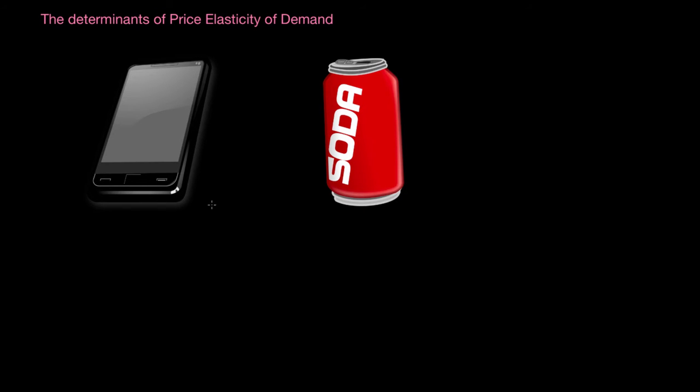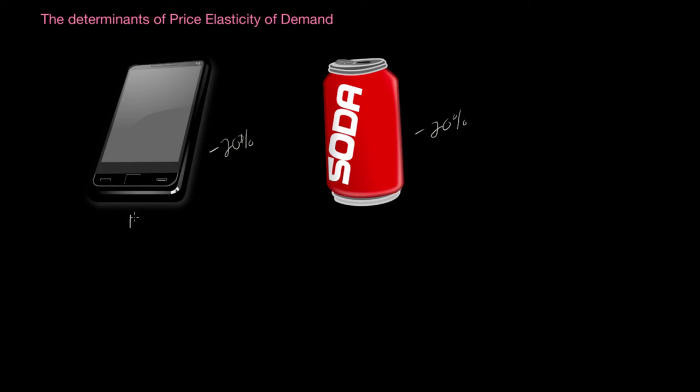Here we have a smartphone on the left, and we have a soda on the right. For which of these two goods are consumers going to be more responsive to price changes? Now keep in mind we're talking about percentage price changes here. What would have a greater impact on our quantity demanded? A 20% decrease in the price of smartphones or a 20% decrease in the price of sodas?